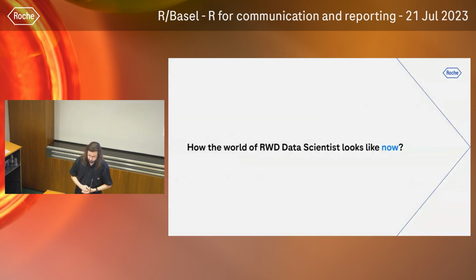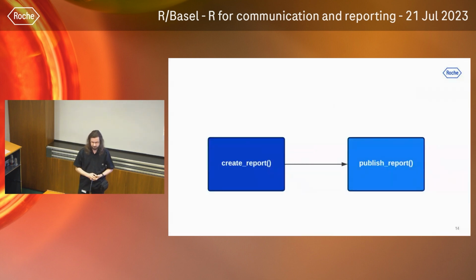So how the world of real-world data scientists looks like now? It can look like as simple as this. At our disposal are two most fundamental function calls. The create report function will create a new real-world data study report for you, and publish report function will publish the study report to the Connect server. The workflow could be more advanced, but these two functions solve most of the problems described before.